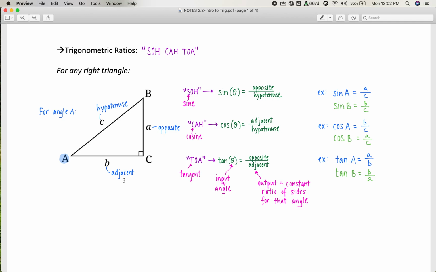When we talk about opposite, adjacent, and hypotenuse, we always need some angle that we're referencing. And in this case, I highlighted angle A. So if angle A is my point of reference, then we can see that side A is across the triangle from that angle. And that's when we use the word opposite. Opposite as in across.